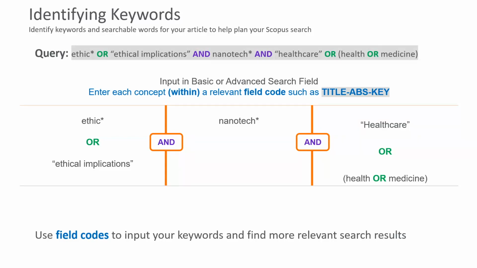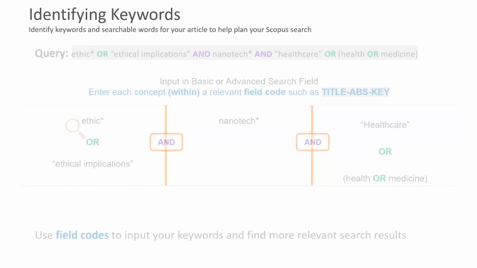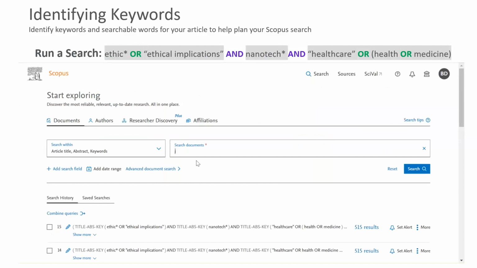All that is left is to put it into the Scopus search field using field codes like TITLE-ABS-KEY or not. And then perhaps refine and make it even more concise as we work with the query in the UI. Let's go to Scopus and try this out.